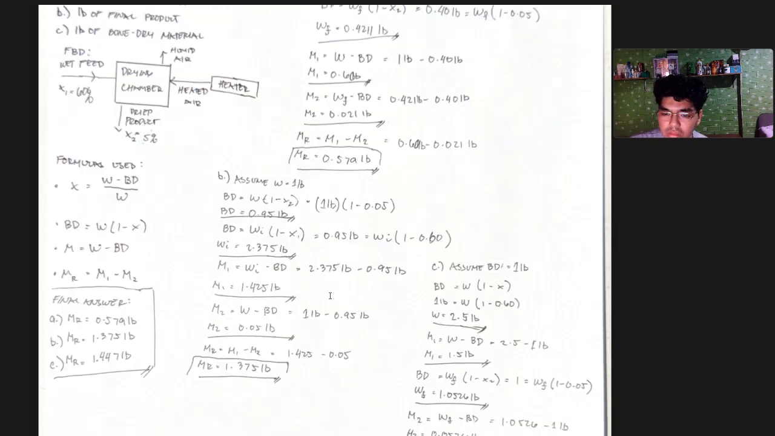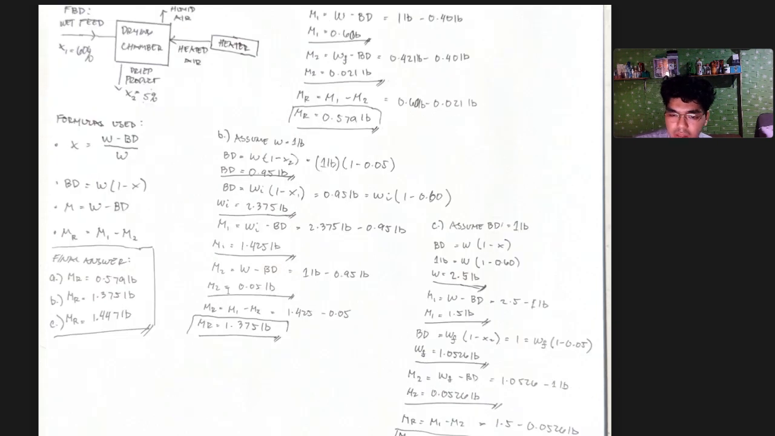Next, we will find the initial weight. So 0.95 is equal to initial weight times 1 minus 0.60. We will have an initial weight of 2.375 pounds. Next, to get the initial moisture, we will subtract initial weight minus bone drying. We will have 1.425 pounds.